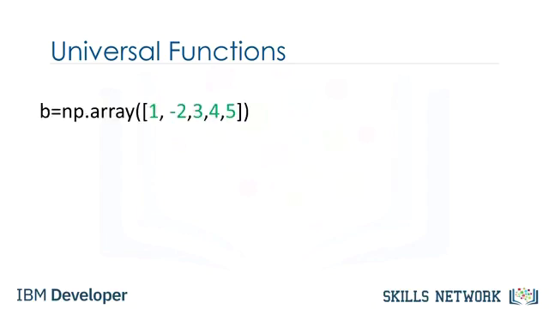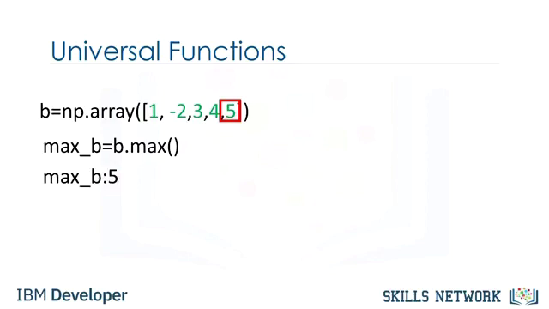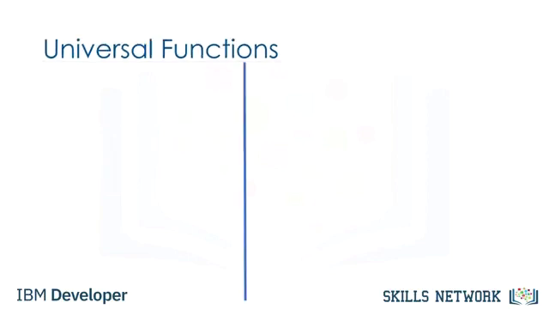For example, consider the NumPy array B. We can find the maximum value using the method max. We see the largest value is 5. Therefore, the method max returns a 5. We can use NumPy to create functions that map NumPy arrays to new NumPy arrays.